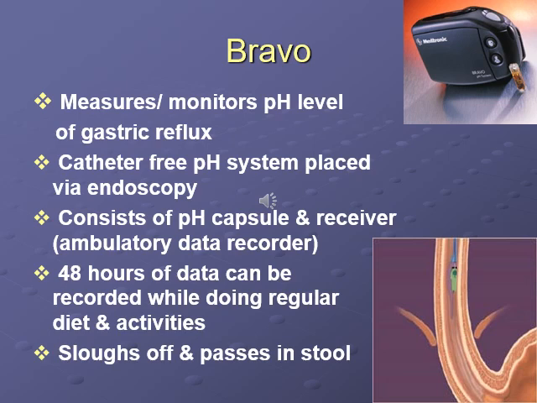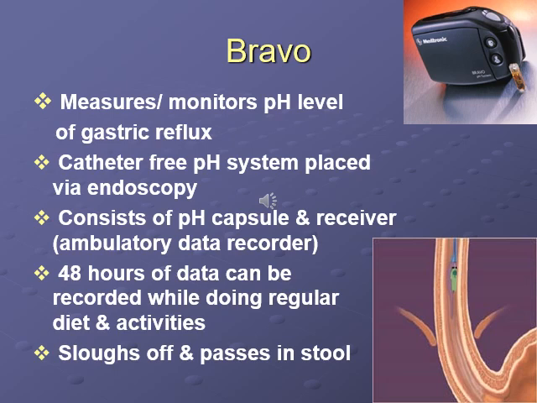You see the capsule there, the picture of that green thing. You can see the capsule in the top picture, that little clear thing that looks like a little cassette. It's about the size of a gel cap. That is going to be placed, and it has little prongs that attach into the wall of the lower end of the esophagus. This will provide 48 hours of data, and the advantage is that they can get the data while they're doing their regular diet and regular activities.